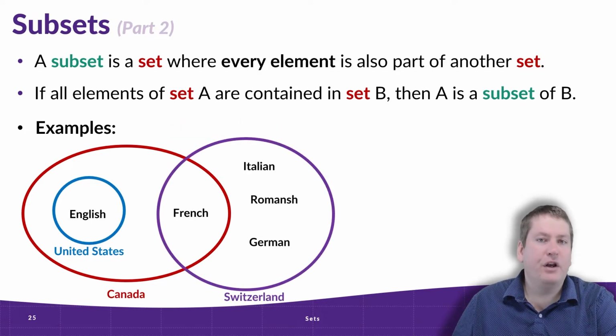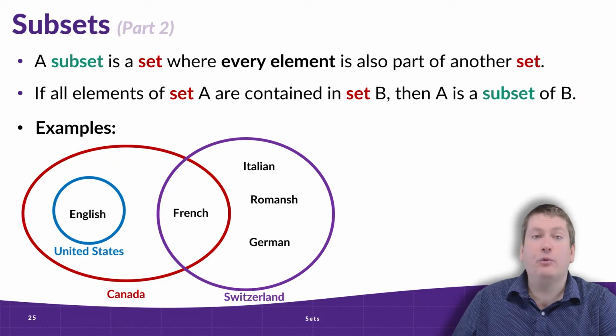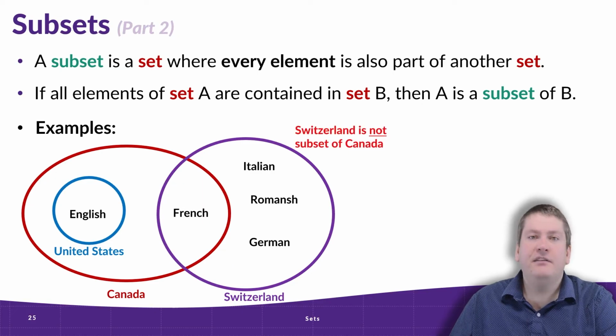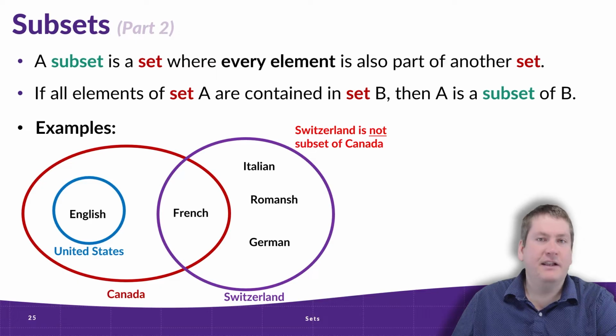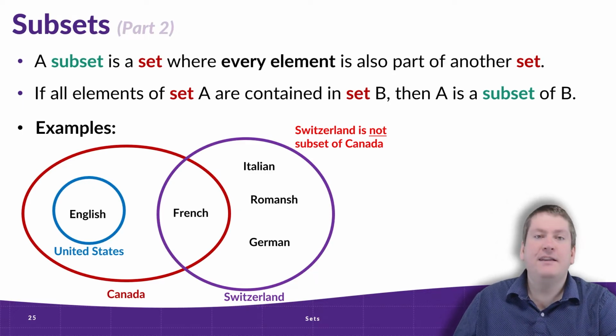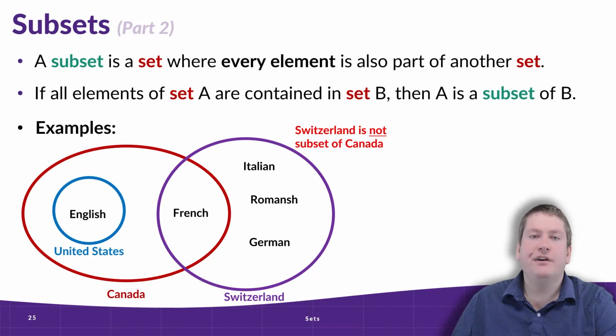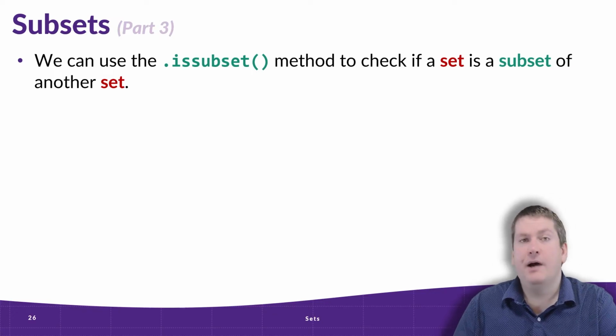Now let's make this a little bit more interesting and add in Switzerland. Switzerland only had one language in common with Canada, and that was French. So in this case, Switzerland is not a subset of Canada because all of the elements it contains, all those different languages, are not also included in Canada. In the same way, Canada is not a subset of Switzerland because it contains English, and English doesn't occur in Switzerland.